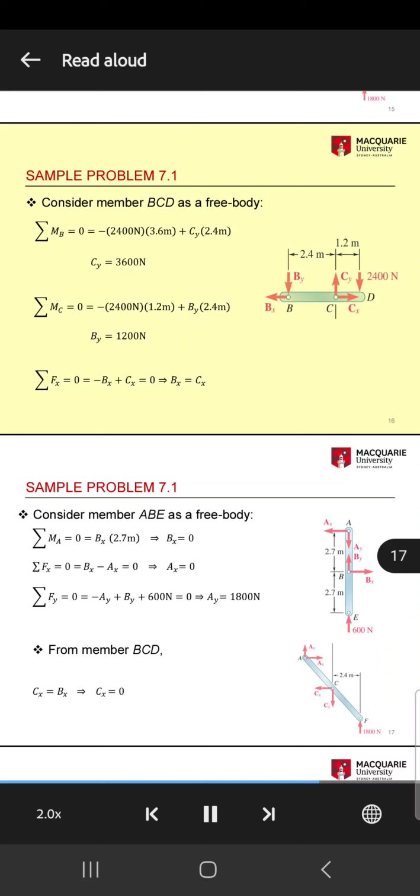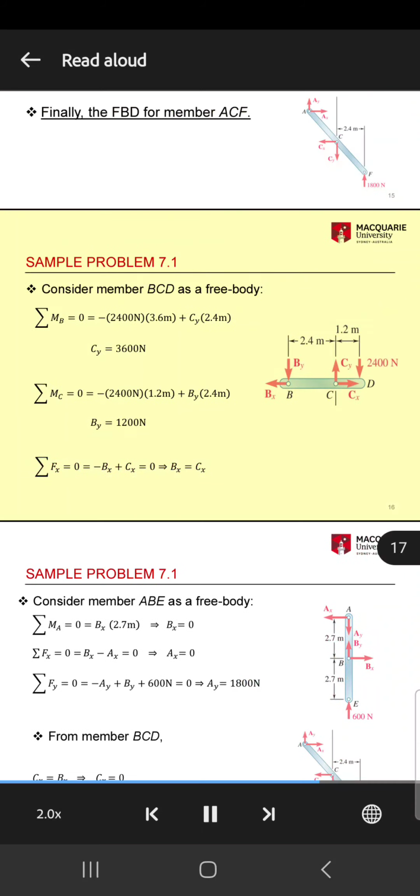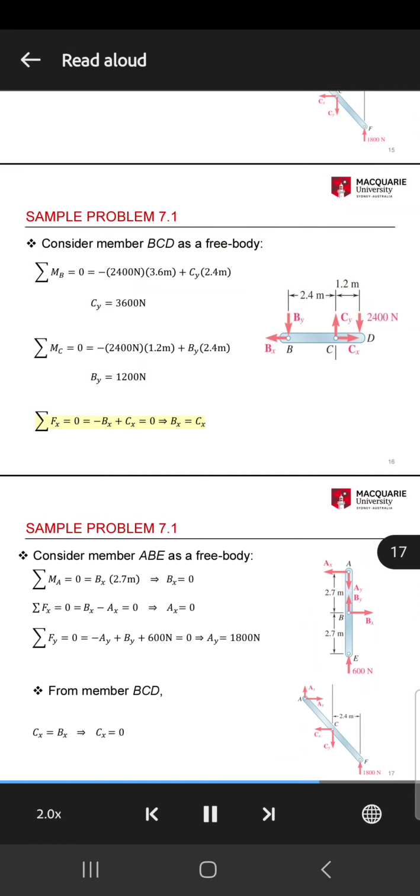Sum of M sub C equals 0 equals minus (2400 N)(1.2 meters) plus B sub Y (2.4 meters). Sum of F sub X equals 0 equals minus B sub X plus C sub X equals 0, which implies B sub X equals C sub X.